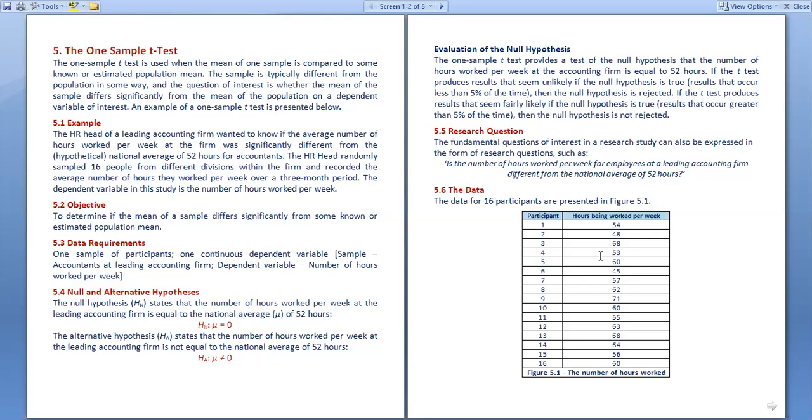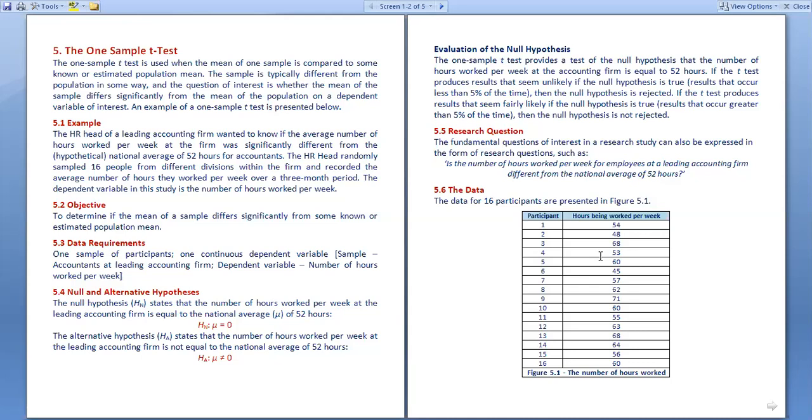So that's there. And if you read that example, based on that example, we can create the research question. What I have mentioned here is: is the number of hours worked per week for employees at the leading accounting firm different from the national average of 52 hours? So that becomes the research question. We are asking: is there a significant difference in the number of hours worked per week by employees at the leading accounting firm compared to the national average of 52 hours?